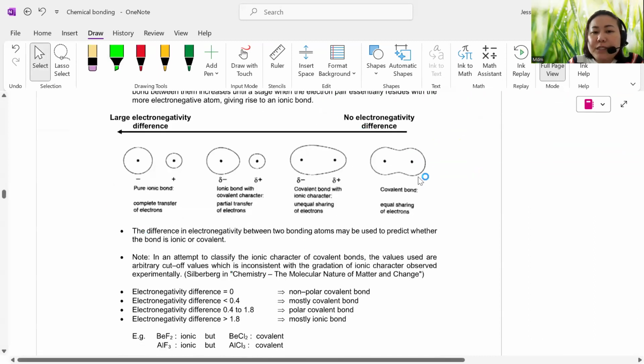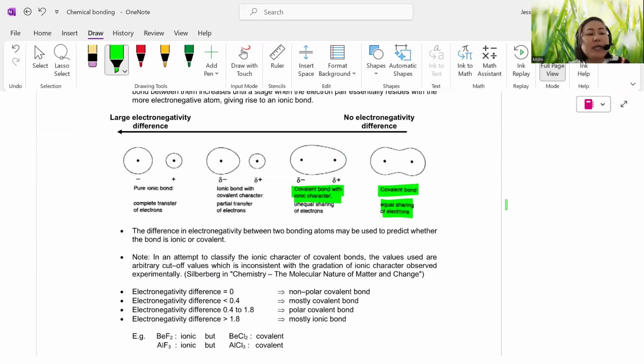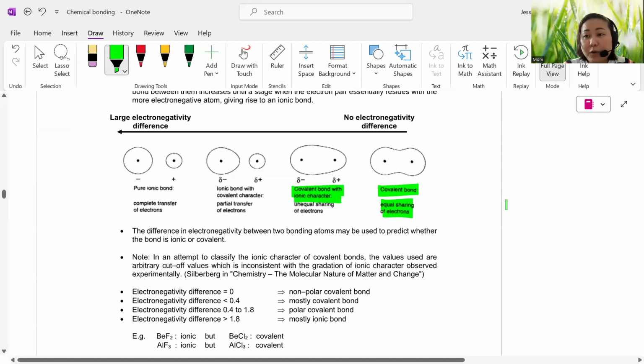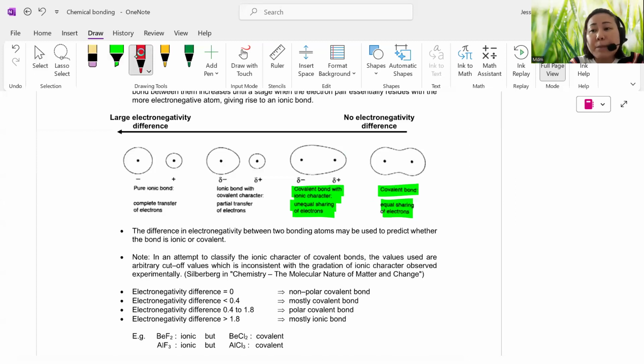So you can see from this picture here, a pure covalent bond is where there is equal sharing, when the electronegativity difference is 0 or relatively very small, like 0.4. And we can have a covalent bond with some ionic character, which we call a polar covalent bond. In this case, there is unequal sharing of electrons because the more electronegative atom is pulling that shared pair of electrons more, and this gives rise to partial charges developing across the bond.